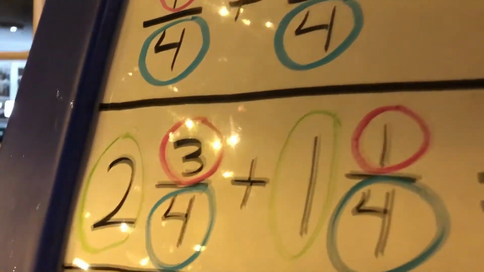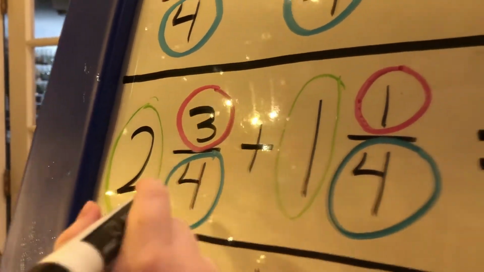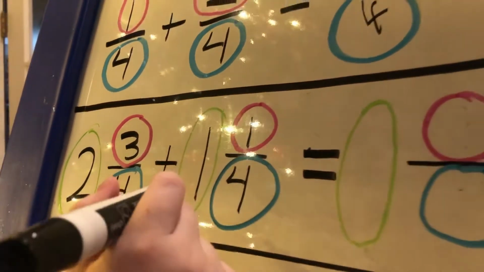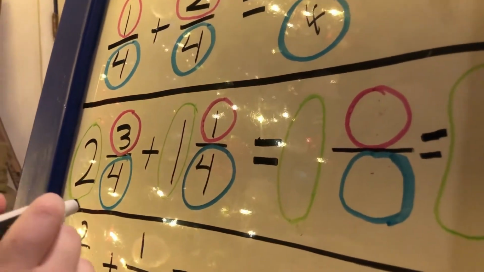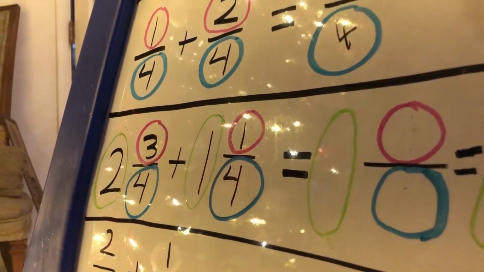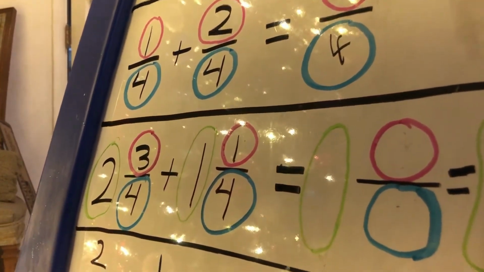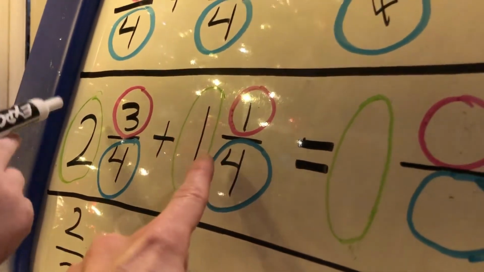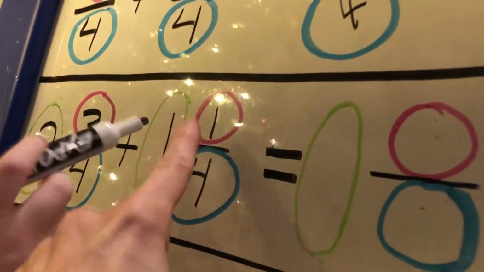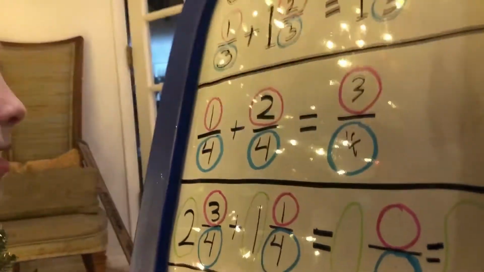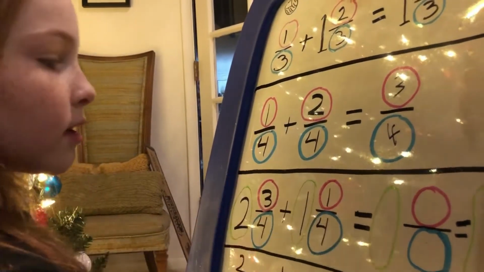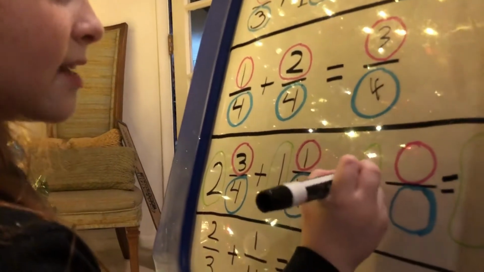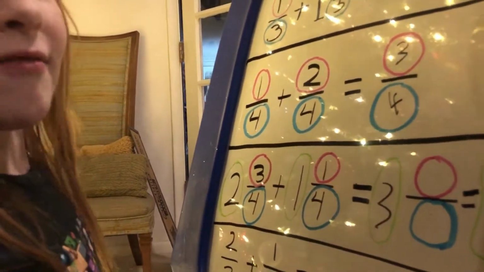See if you can figure this one out. 2 3/4 plus 1 1/4 equals. Wait, what does the 1 mean? So this person has 2 cookies and 3/4 of another cookie. This person has 1 cookie plus 1/4 of another cookie. So 2 plus 1 equals 3. Very good. Well, I never would have thought.